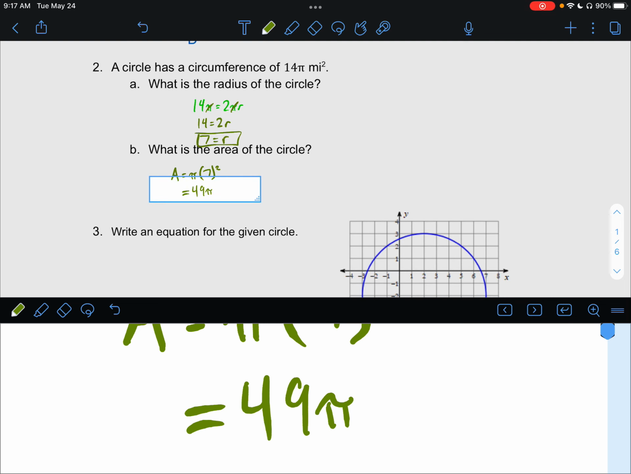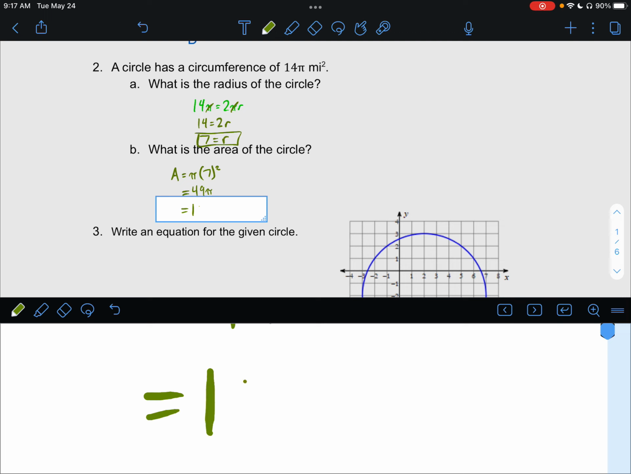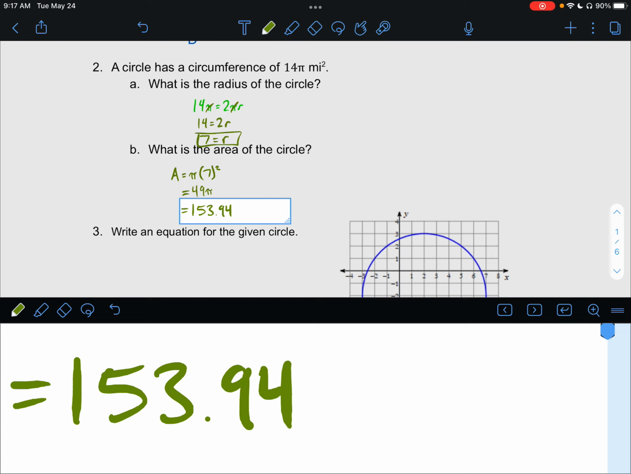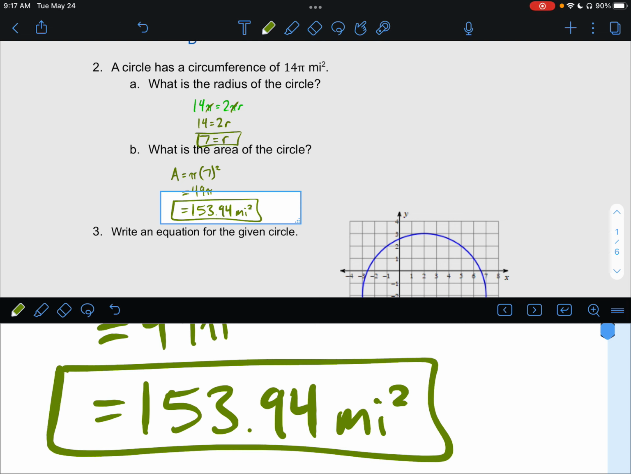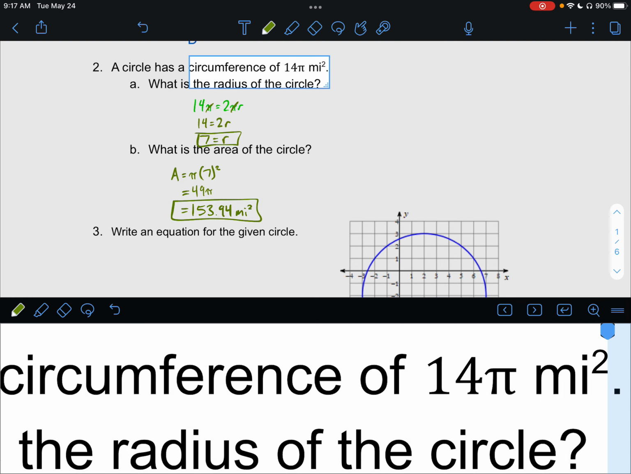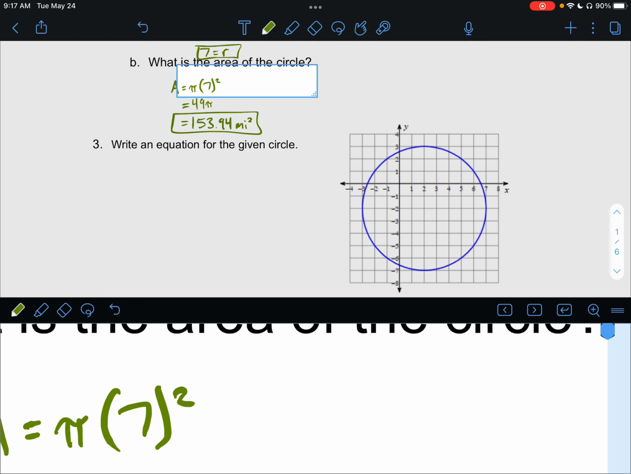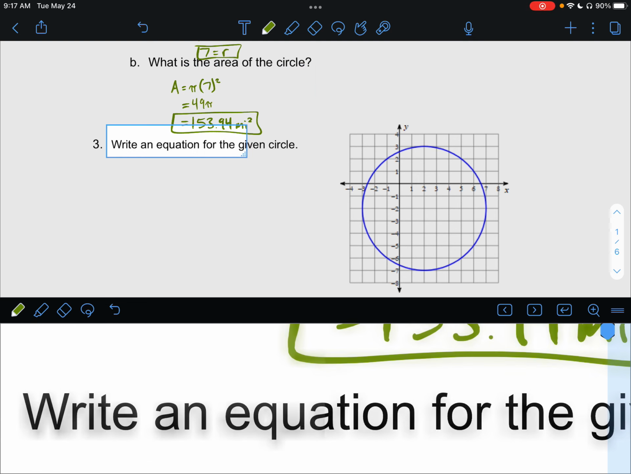Or you can type it in the calculator, which I'm doing right now. I'm getting 153.94, and this was in miles squared. So that's my area. On this one, pay attention to whether you're given the circumference or the area, and which formula you're working backwards from, and then go from there. Pretty straightforward.